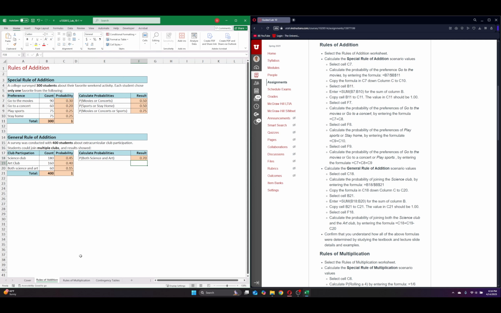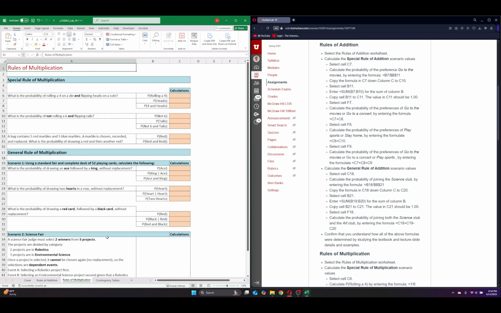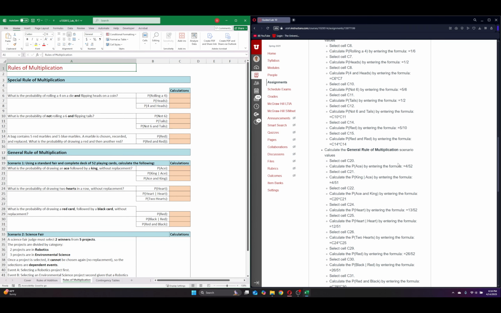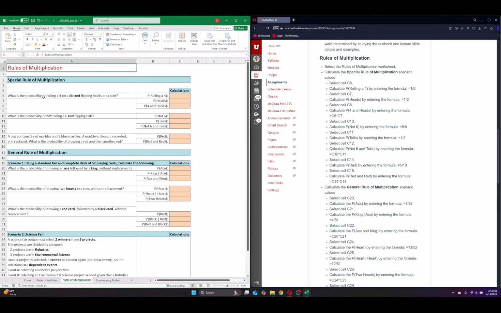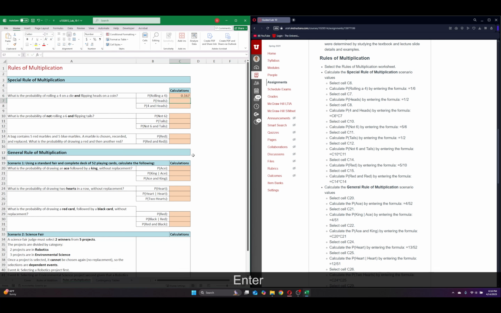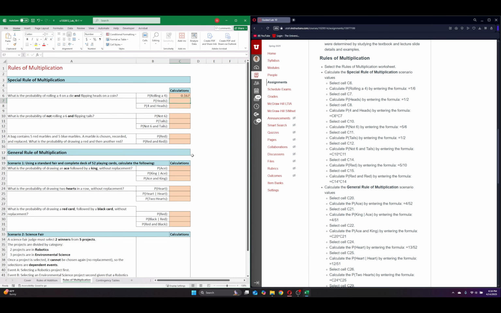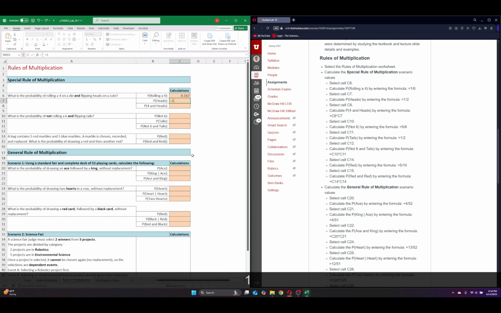Okay, moving on, let's go to rules of multiplication. First thing we want to do is find the probability of rolling a 4 on a die and flipping heads on a coin. For rolling a die, we want to say is equal to 1/6. To flip heads on a coin, it is 50%, so 1/2.